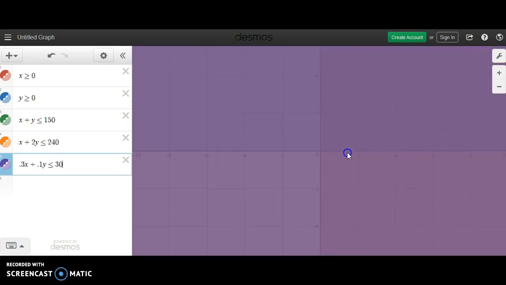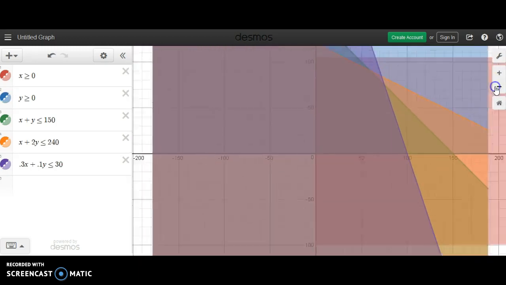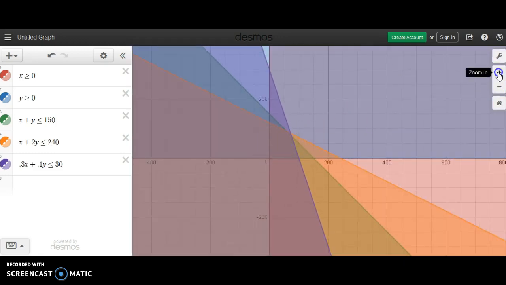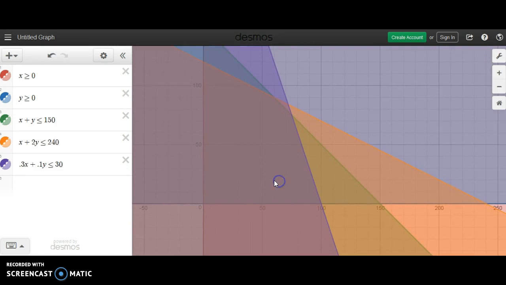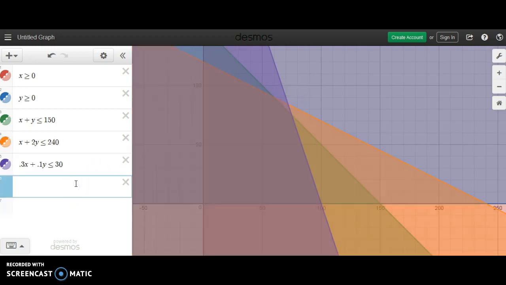Now I can't see anything here, so I'm going to shift it over and zoom out until I get something that's usable. Okay, now I can see my points around the bounded region. I can't use one point right here because it isn't satisfied by this line coming down here, so that point is out. So I've got 0, 120. I'm going to put these on here so it's easier.